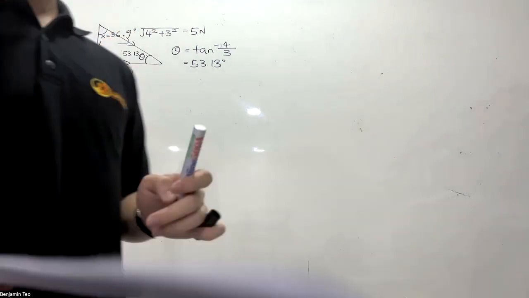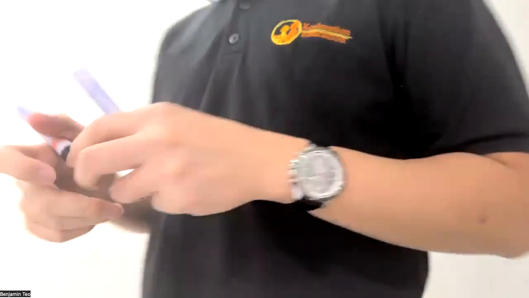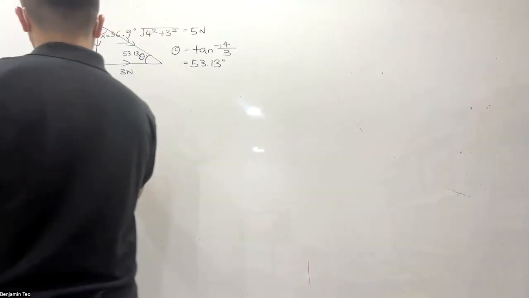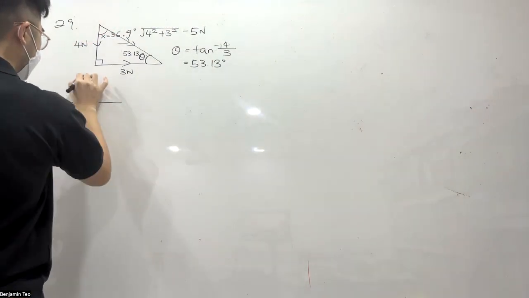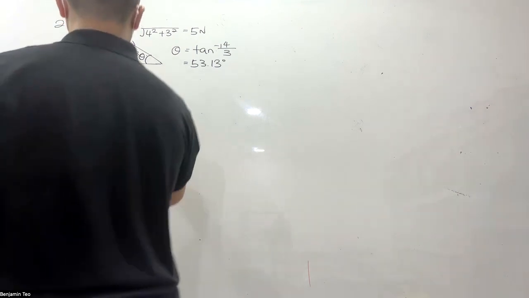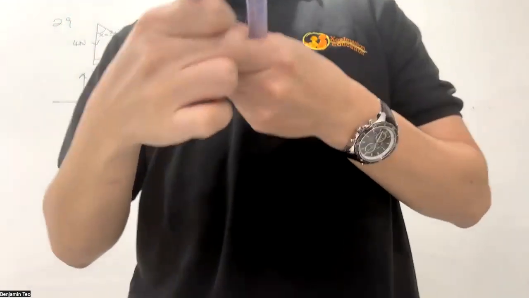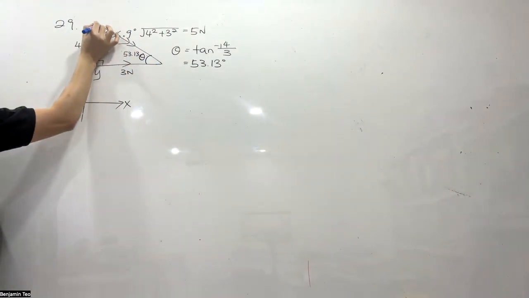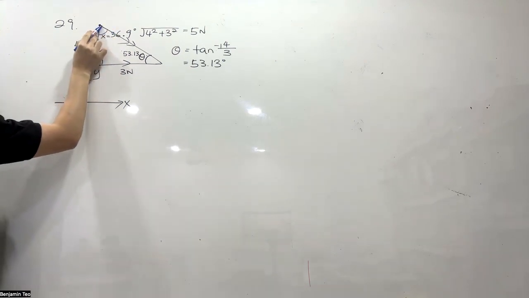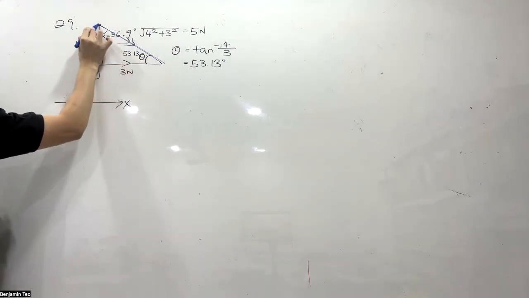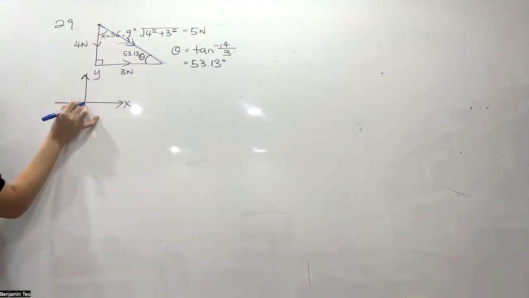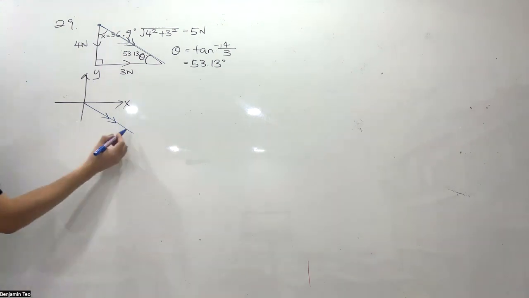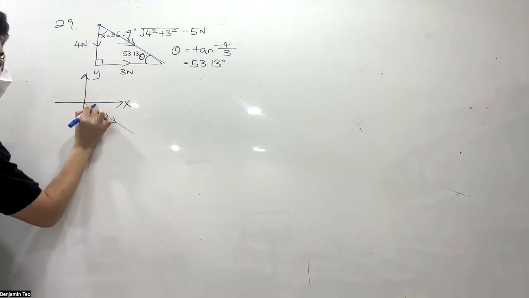Now, usually when we give direction, we take the resultant force and place it on the x-y axis. This is your x-y axis. You just take the resultant force and put it in here. The tail of the resultant force, see the direction, this is the arrow. That is the tail of the resultant force. You put it like this.